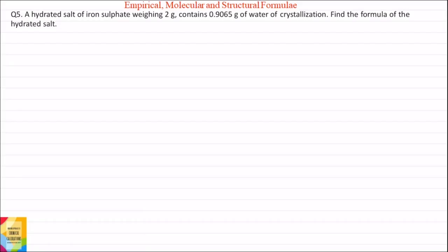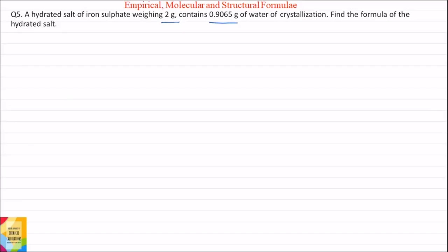Question 5. A hydrated salt of iron sulfate weighing 2 gram contains 0.9065 gram of water of crystallization. Find the formula of the hydrated salt. Weight of the hydrated salt is 2 gram. Weight of water of crystallization is 0.9065 gram.